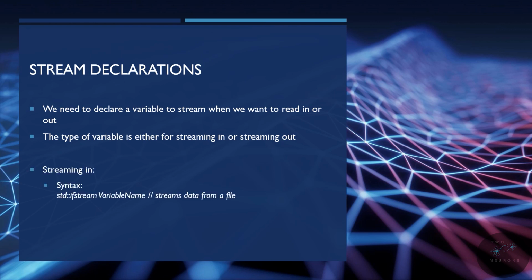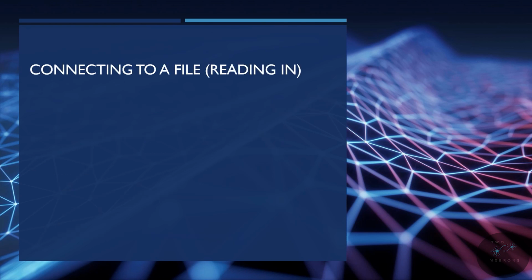For streaming in, we use our standard library, just like we do with a string, and we write ifstream, that is our variable type. This is for reading data from a file, and we give it a variable name. For streaming out, we write std, just like with strings, then ofstream and a variable name. The type for streaming data to a file is ofstream. Now, what is a bit different is we want to connect to a file when we're reading in. It's pretty much like initialization. You can do it either with the declaration, though you shouldn't, or after the declaration.